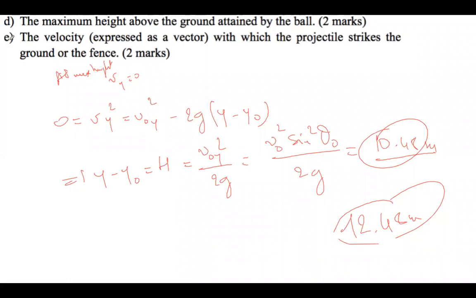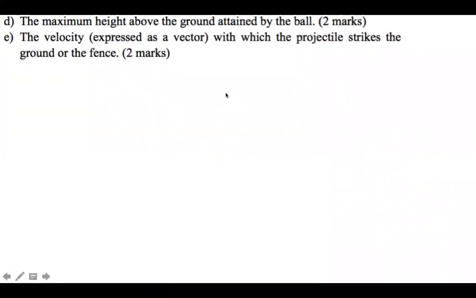Now, the last question is to find the velocity, expressed as a vector, with which the projectile strikes the ground. So the velocity with which the projectile strikes the ground. By ground, I mean on the hill, of course. Well, I know TF is 2.61 seconds. So I will be using this equation here.